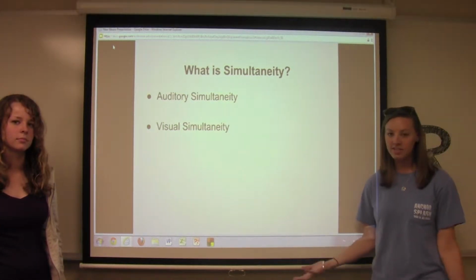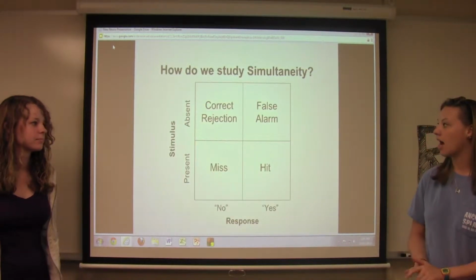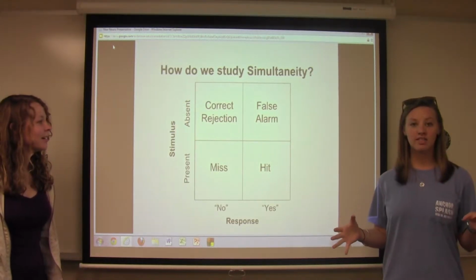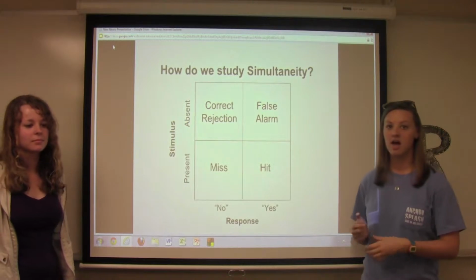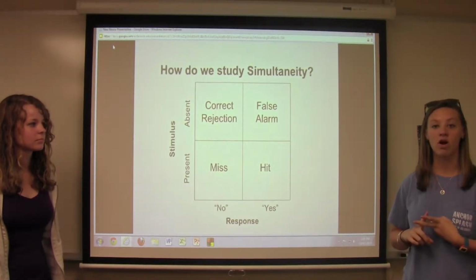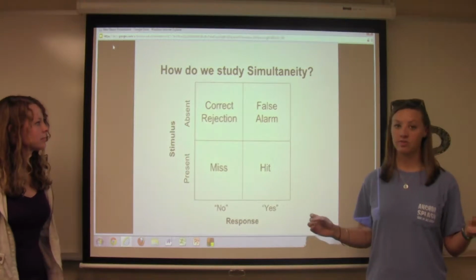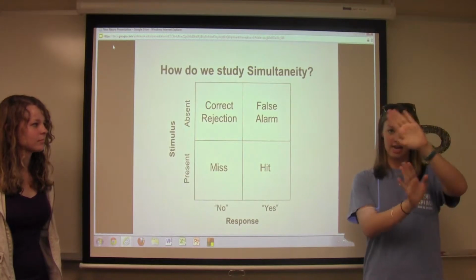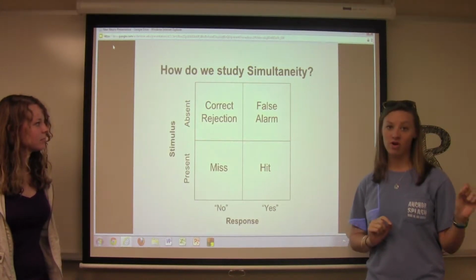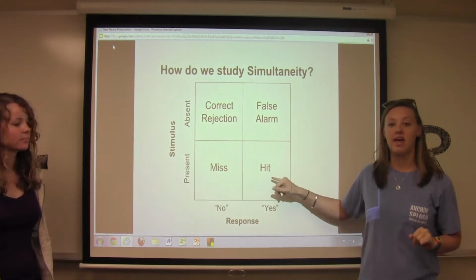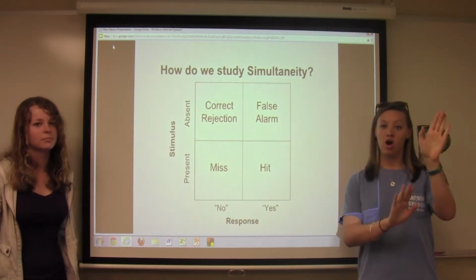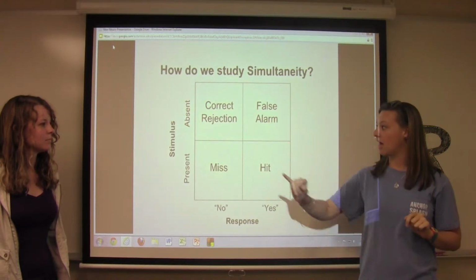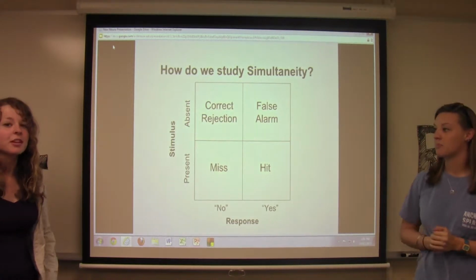So how exactly do we study simultaneity? The most common method is called signal detection theory, and that basically just looks at the responses of participants in a simultaneity task as to whether they have the correct response or the incorrect response. So for a correct response, there are two different types. The first would be if a cue is simultaneous, and the participant reported that it was indeed simultaneous. That would be a hit. But if the visual cues are not simultaneous, and they reported that they were not simultaneous, then that would be a correct rejection. There are also incorrect responses.